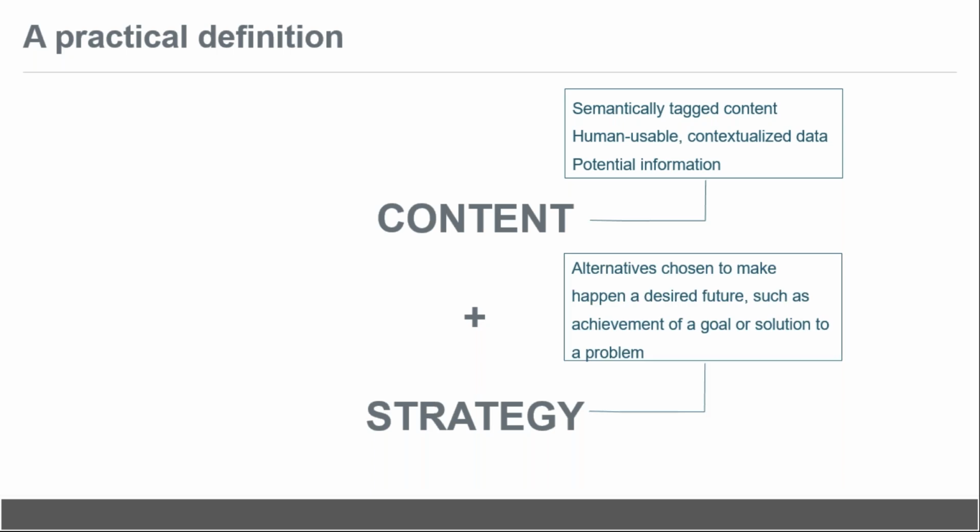And then there's strategy, and strategy just means a plan. You look at some alternatives, you want to make something happen, so you come up with a few alternatives, and then you choose the best alternative. So you put those together and you get content strategy. So it's a plan for content. That is what people use to understand the world.